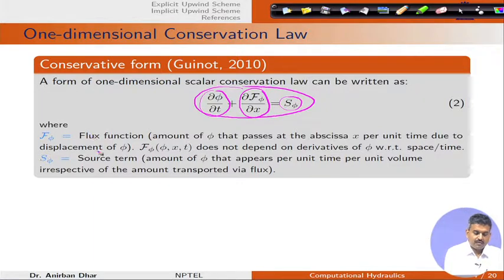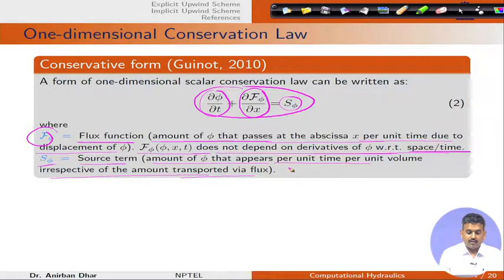x. So, what is this f phi? F phi is the flux function, the amount of phi that passes the axis of x per unit time due to displacement of phi, and f phi does not depend on the derivative of phi with respect to space or time. S phi is the sourcing term. This is the amount of phi that appears per unit volume irrespective of the amount transported via flux.